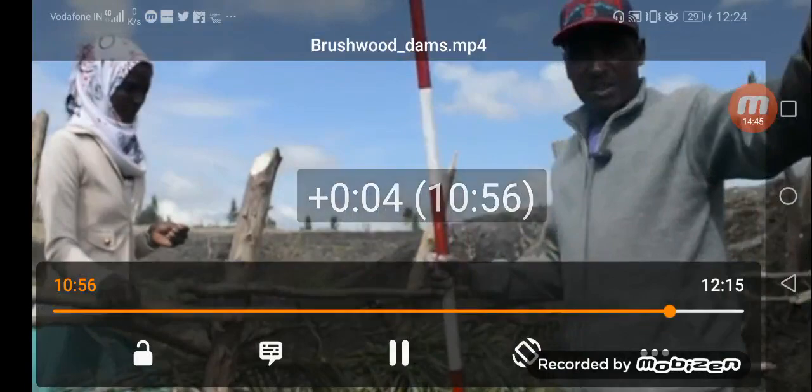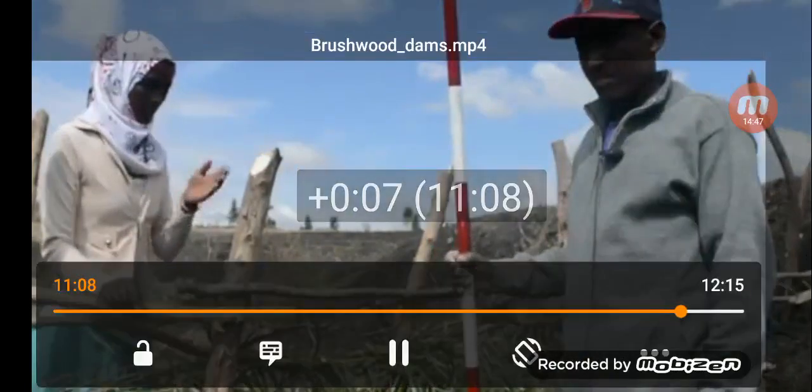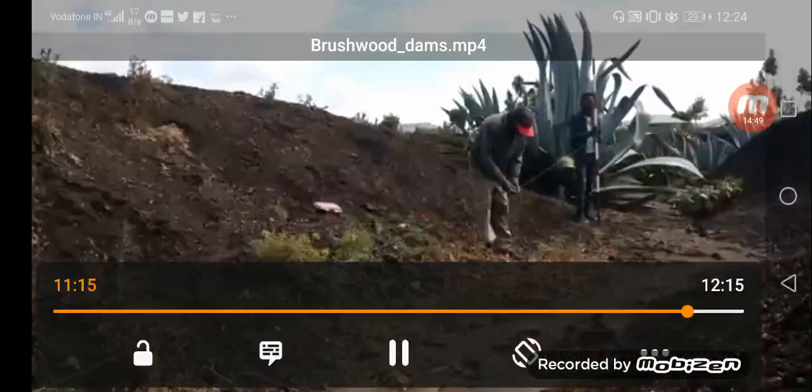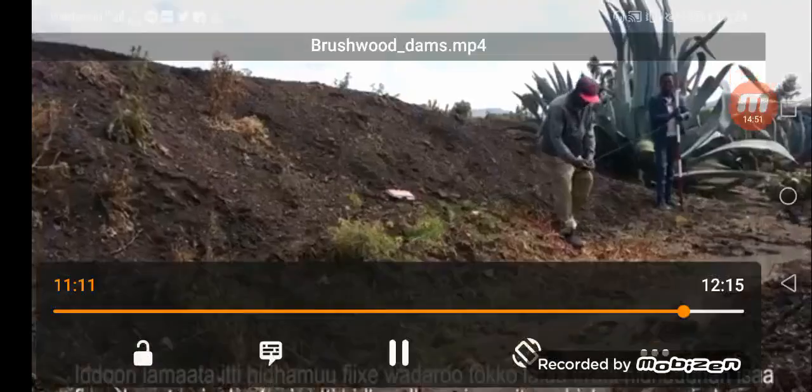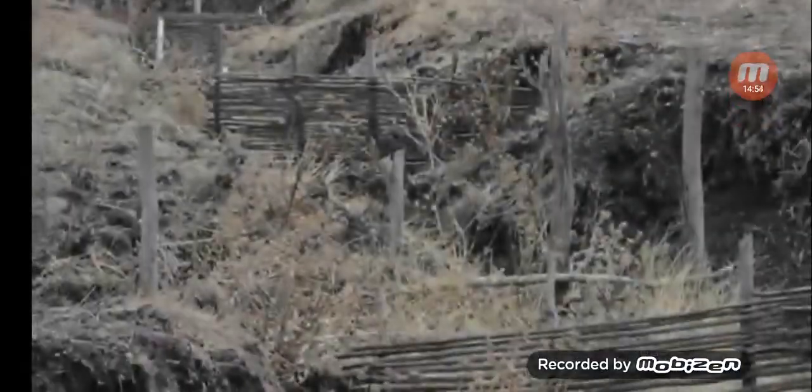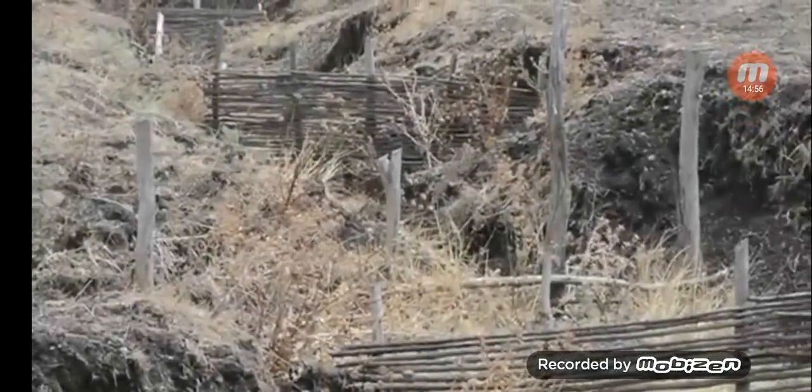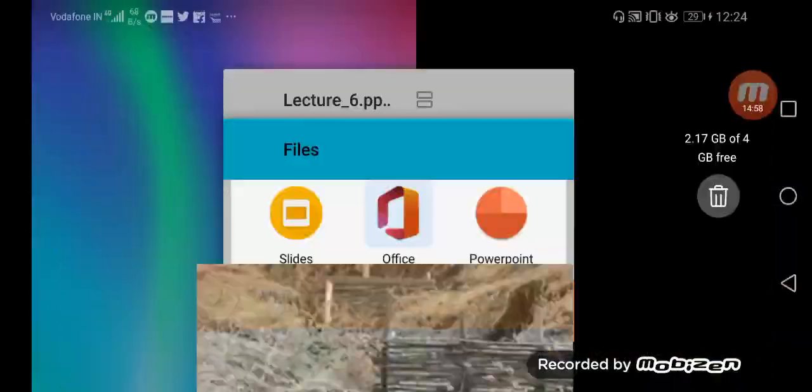So these are called posts, the vertical ones. You can see this. So this is how the brushwood dams are constructed.